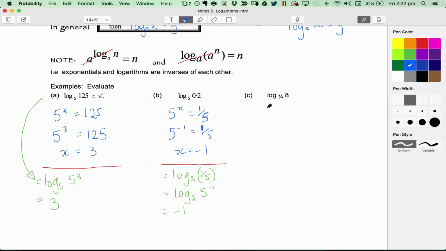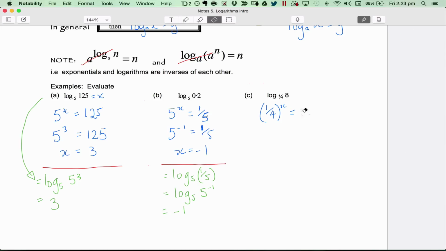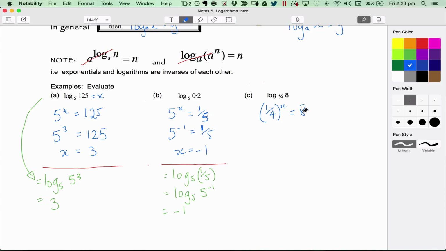For the final example, one quarter to the power x equals, oh, not x, equals 8. And with a little bit of thinking, we can see x equals -1.5.